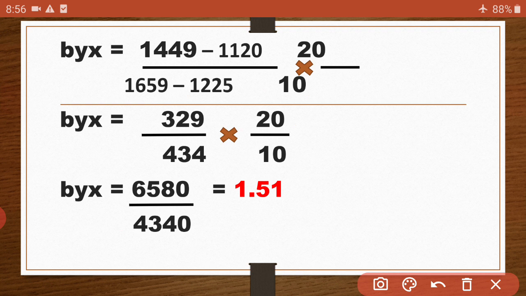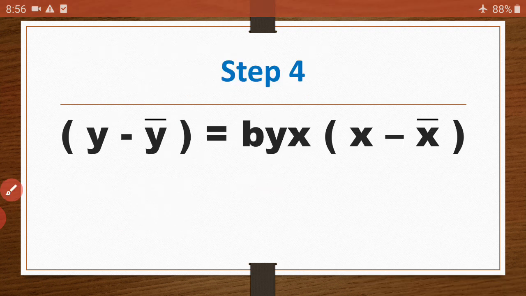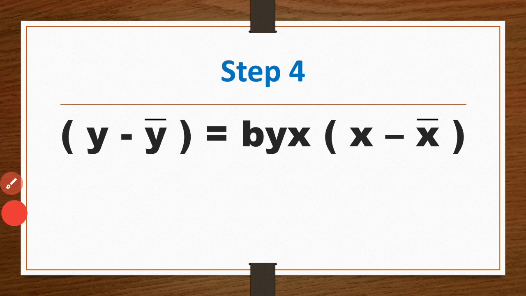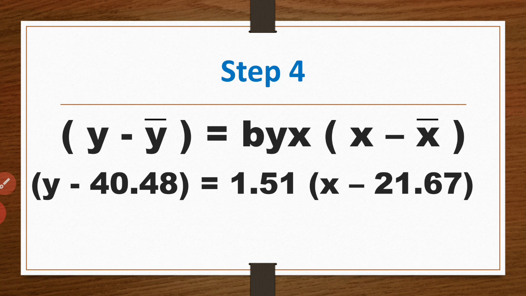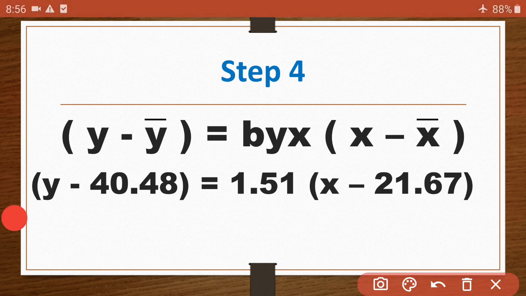the next step is the equation of y on x. This is step number 4. In the equation of y on x, y minus y bar is equal to byx into bracket x minus x bar. Okay, so here we put in three values. First we put the value of y bar. Y bar is equal to 40.48. The y bar answer we have already found out.